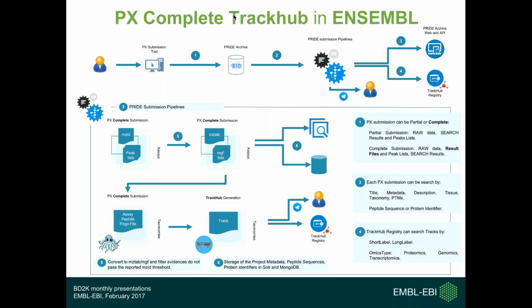PRIDE is the proteomics identification database, mainly stored at the EBI, and it is one of the main databases to store mass spec evidence. It is one of the members of ProteomeXchange, with other databases like MassIVE or PeptideAtlas. Whenever a proteomics dataset is produced by a laboratory, it is submitted into PRIDE using our PX submission tool.